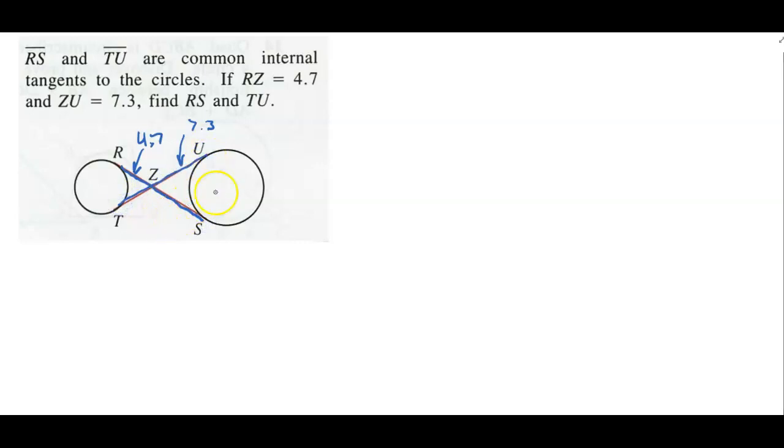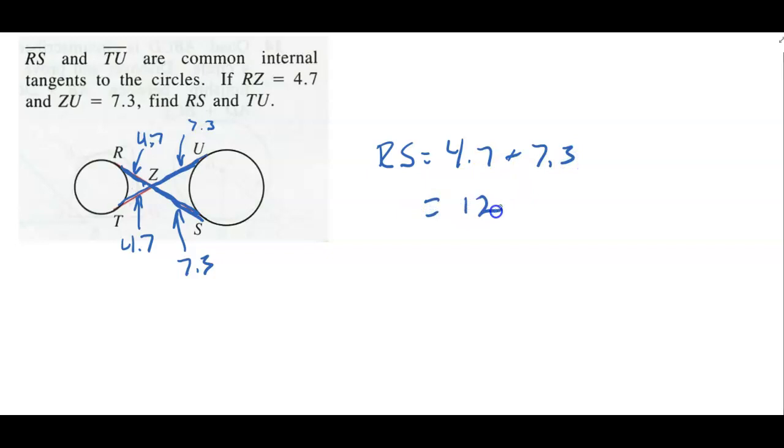Okay, well, we learned that segments tangent to a circle from a point are congruent. So if this piece is 4.7, then this piece is also 4.7. If this piece here is 7.3, then this piece here is also 7.3. So now we can say that RS is 4.7 plus 7.3, which is 12.